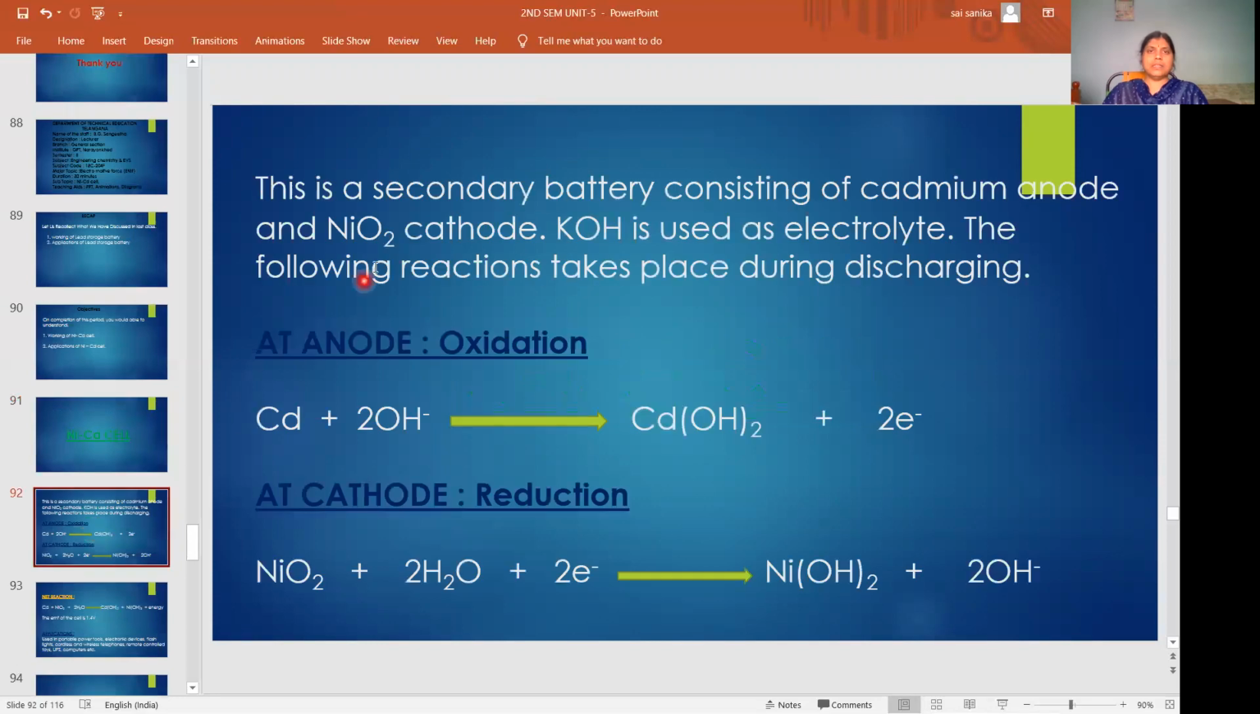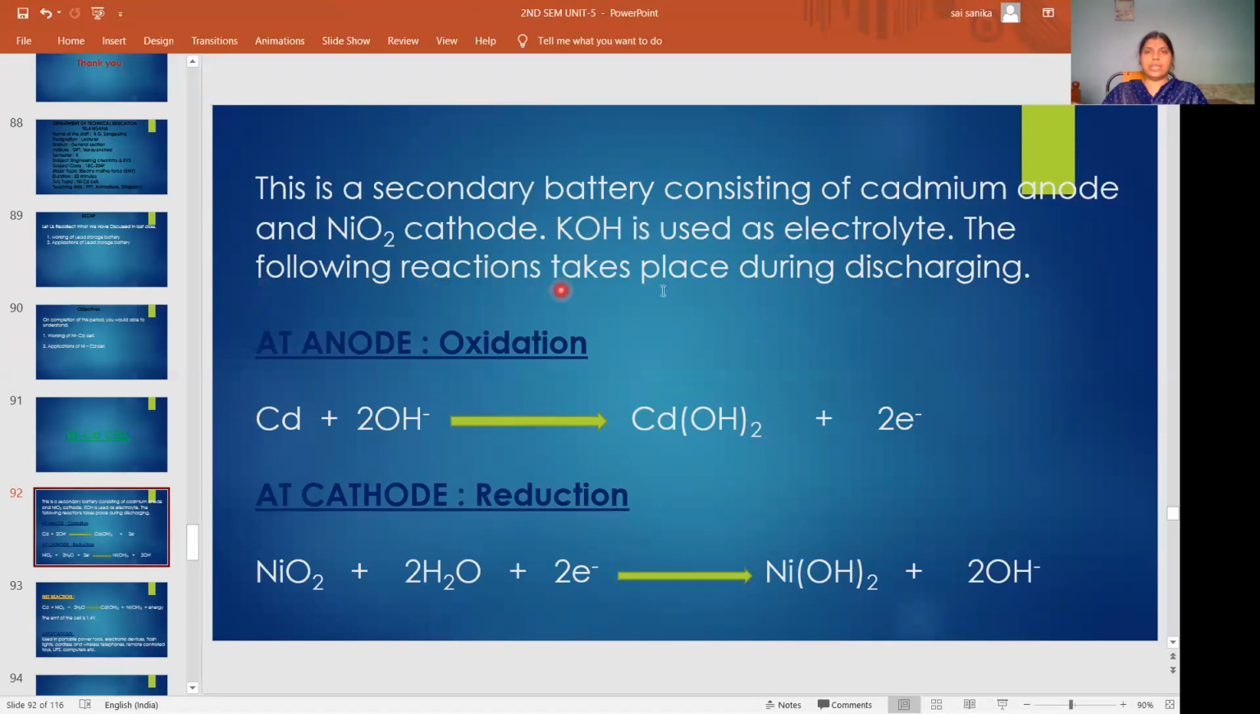This is a secondary battery consisting of cadmium anode and nickel oxide cathode. One secondary battery we studied in the last class, that is lead storage battery. Here anode is cadmium and cathode is nickel oxide, and KOH is used as electrolyte. What is the electrolyte? Potassium hydroxide is the electrolyte.